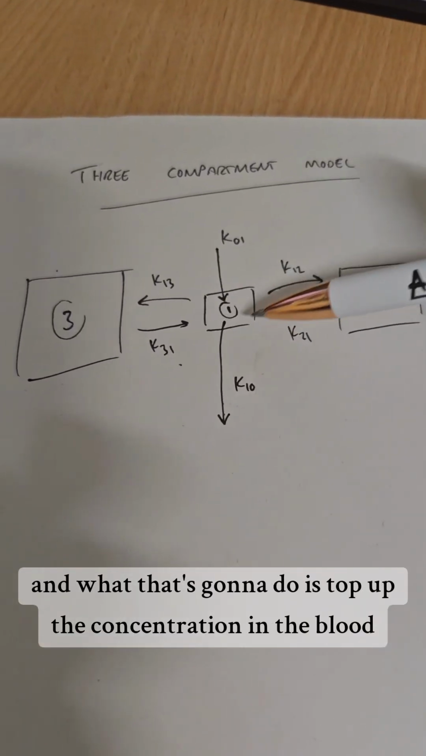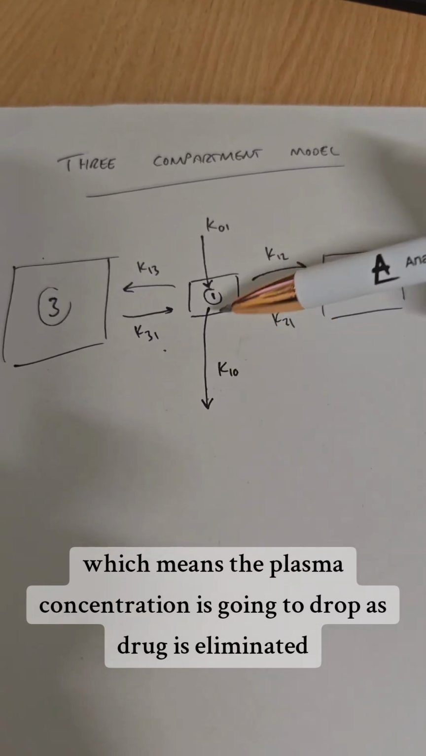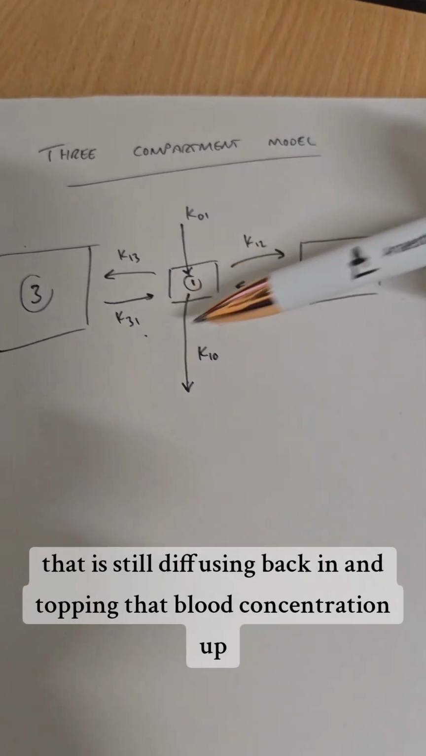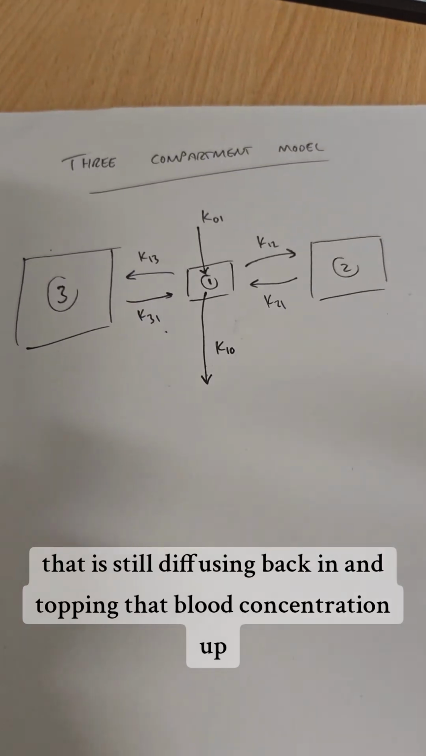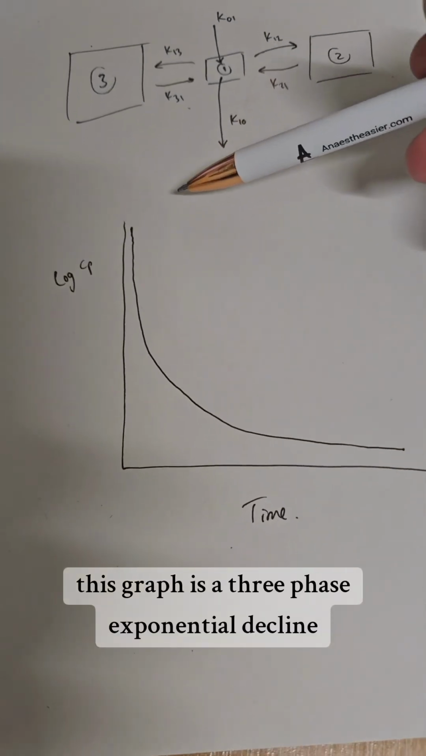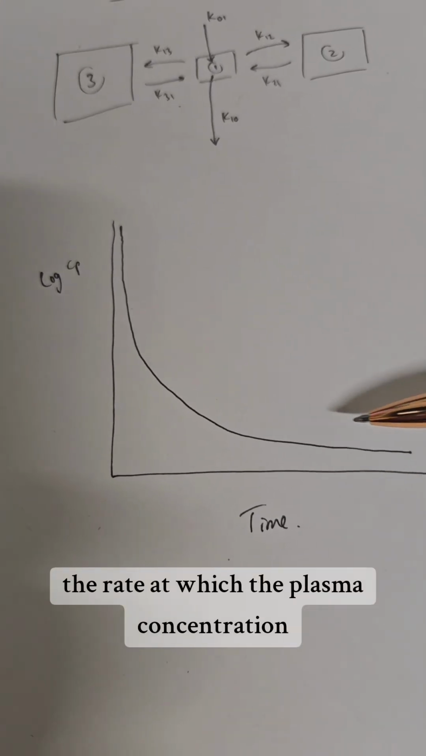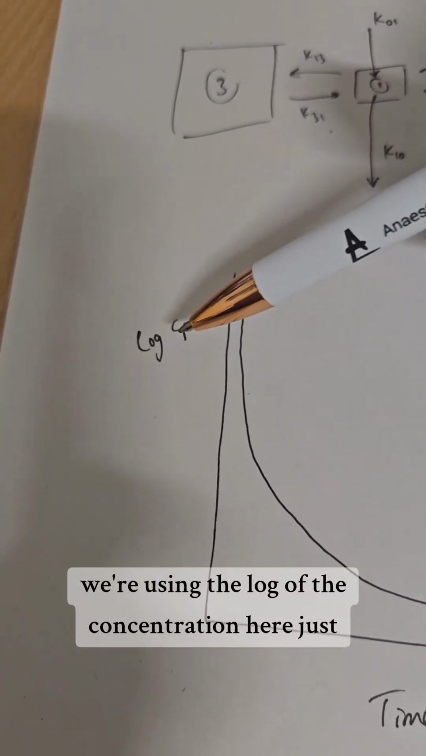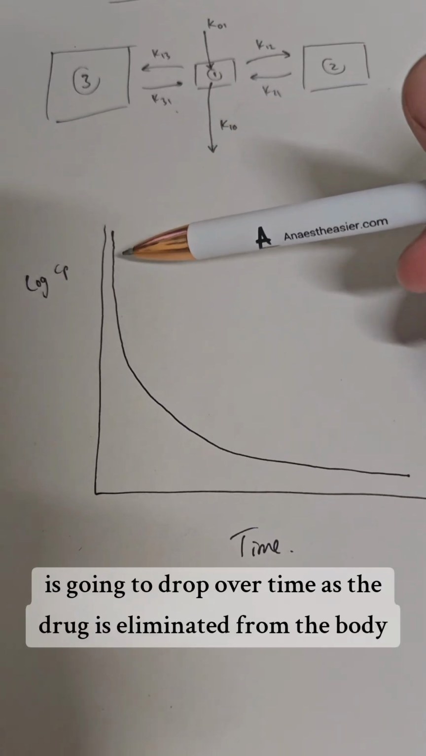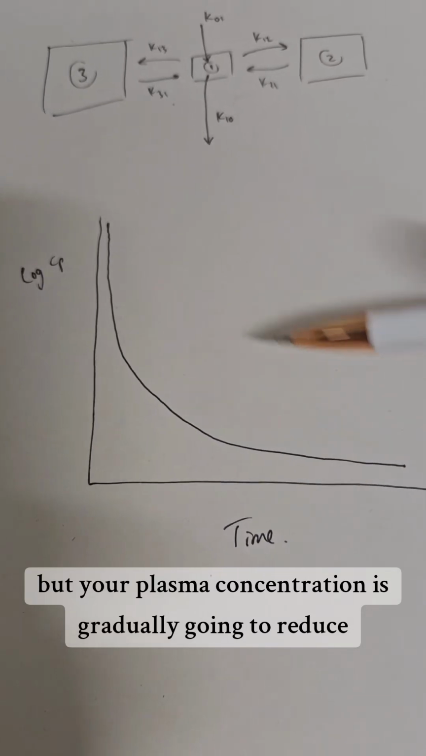And what that's going to do is top up the concentration in the blood, which means the plasma concentration is going to drop as drug is eliminated, but it's going to drop more slowly if you've got a big reservoir of drug in your other compartments that is still diffusing back in and topping that blood concentration up. And that is why the graph of drug concentration over time looks like this. This graph is a 3-phase exponential decline. We're using the log of the concentration here just to make the graph a bit smaller and easier to use, but essentially your plasma concentration, once you've stopped giving the drug, is going to drop over time as the drug is eliminated from the body. But your plasma concentration is gradually going to reduce at a slower and slower rate.